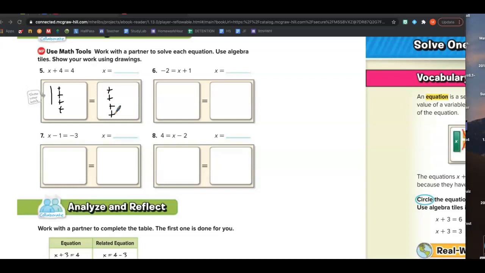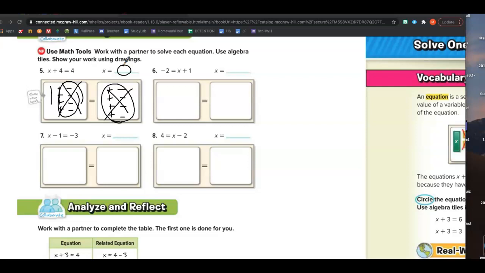4 positives, so how do I get rid of them? 0 pairs, so I add -4, 4 negatives. What you do to one side, you always have to do to the other. Do we have some 0 pairs to get rid of? Okay, so let's circle those and get rid of them. We are left with x equals what? Nothing, so what do we put? No, there's not an x over there. 0. x equals 0.